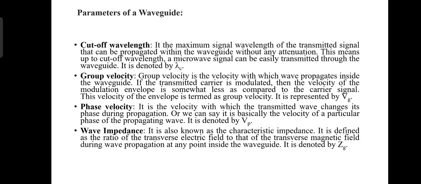Phase velocity. It is the velocity with which the transmitted wave changes its phase during propagation, or we can say it is basically the velocity of a particular phase of the propagating wave. It is denoted by Vp. Wave impedance. It is also known as the characteristic impedance. It is defined as the ratio of transverse electric field to that of the transverse magnetic field during wave propagation at any point inside the waveguide. It is denoted by Zg.